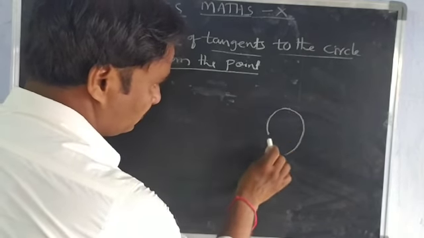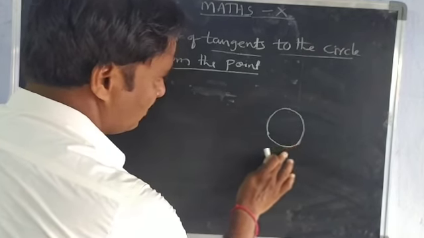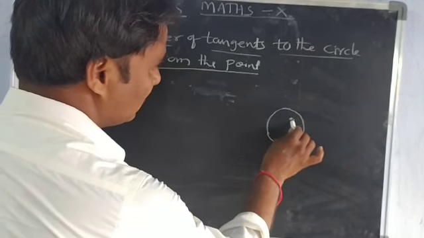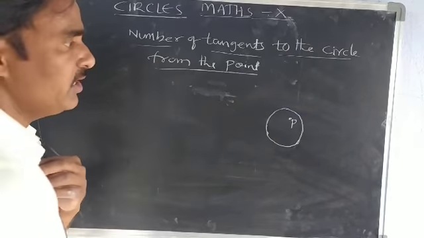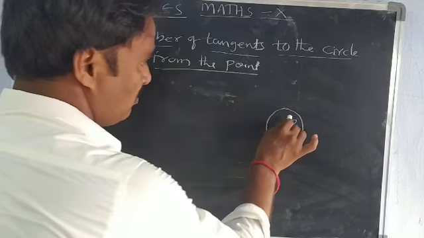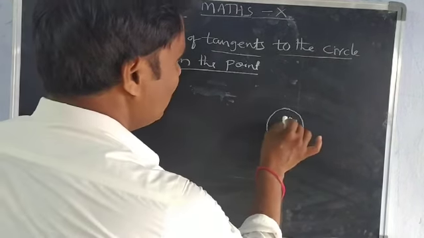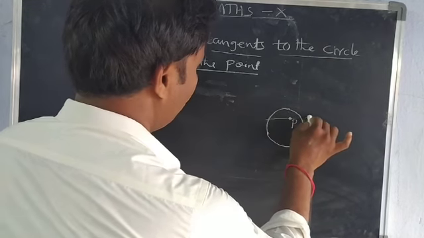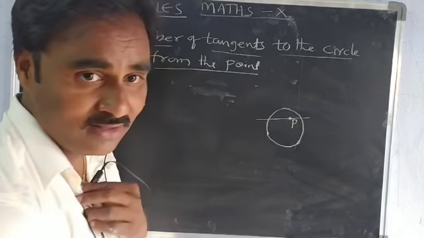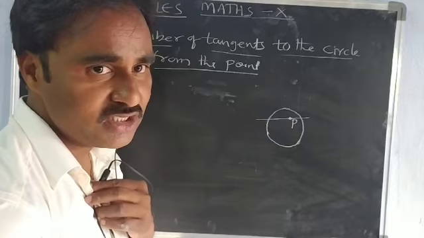Suppose this is a circle. I am taking a point inside the circle. From this point, can we draw a tangent to the circle? Not possible. If you draw any line passing through this point, it will be a secant line. It will cut the circle at 2 points.